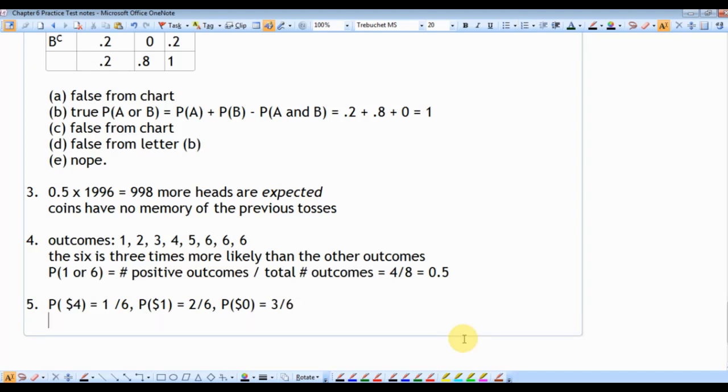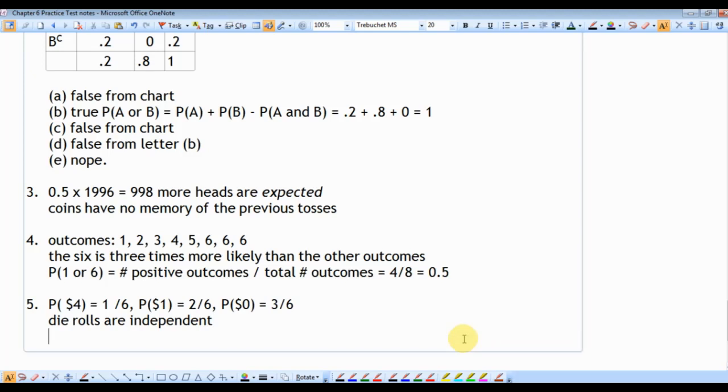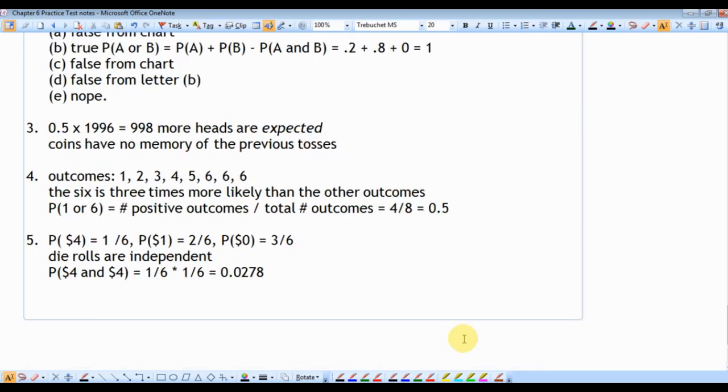Okay, so if I roll the die, are the die rolls independent? Yes, you can always count on that. Die rolls are independent. So the probability of winning $4 and then $4 is 1 over 6 times 1 over 6. Yeah, it's 1/6 times 1/6, which is 0.0278. And is it like that? Yeah, like an N.